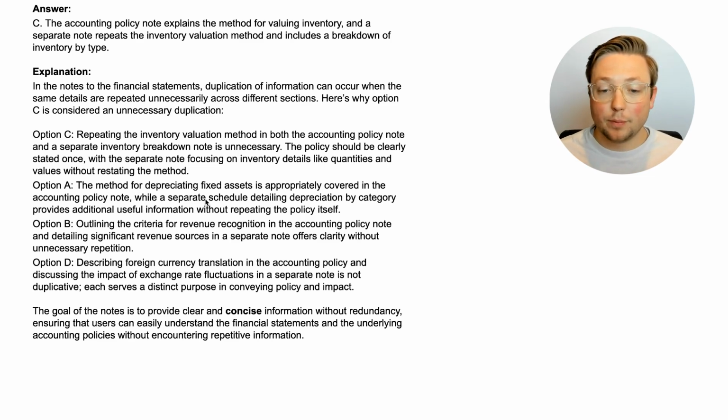Option A, the method for depreciating fixed assets is appropriately covered in one part, and then the schedule for the depreciation is in a different part. Those are two different parts of assets. That's okay. Outlining their criteria for revenue recognition, and then talking about the revenue sources in a different note to clarify something. That's also okay. Describing foreign currency translation, and then talking about the rate fluctuations. Again, two different things about something similar, but they are two different things, different information to give more clarity on a subject. But if you are repeating yourself, doing the same thing twice in the notes, that's a no-no. You probably shouldn't do that.